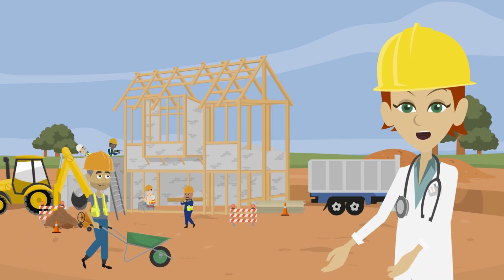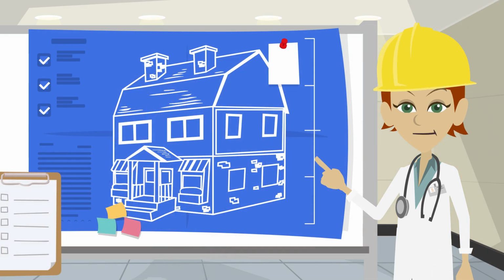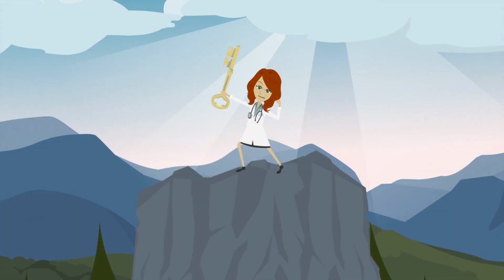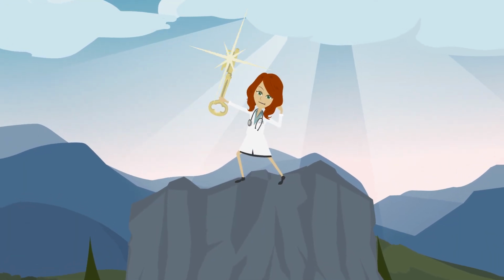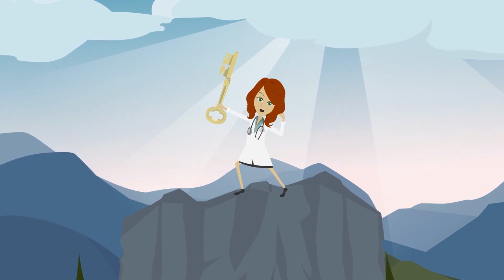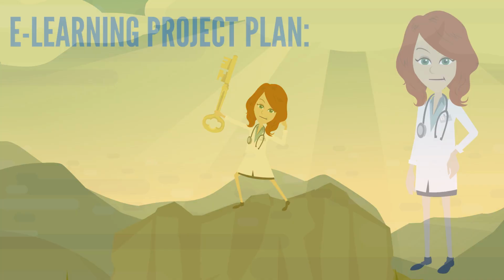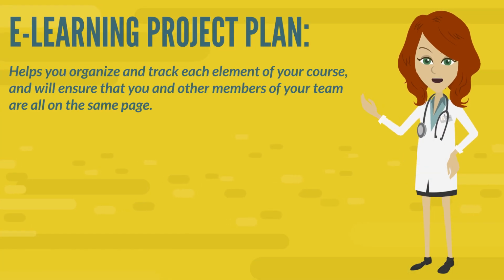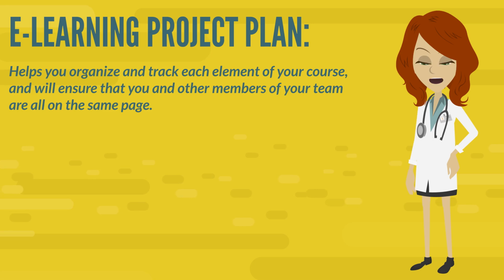If you want to build a house, first you'll need a blueprint. The same can be said for an e-learning project. Having a set plan and goals are the key to success on any project, including your new e-learning course. A plan helps you organize and track each element of your course and will ensure that you and other members of your team are all on the same page.